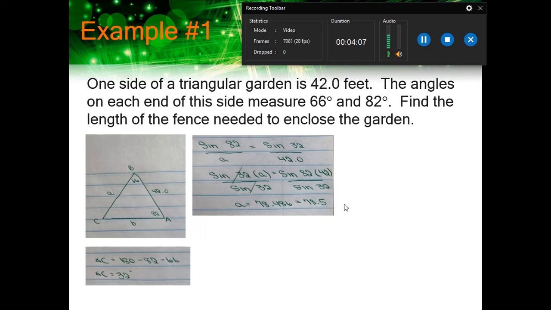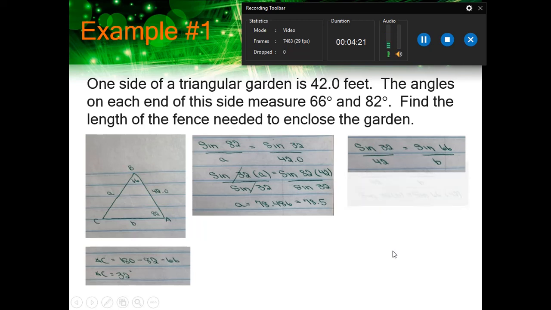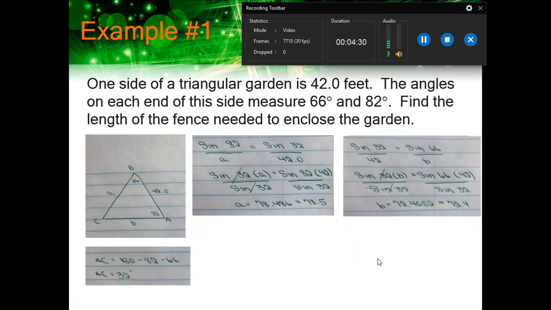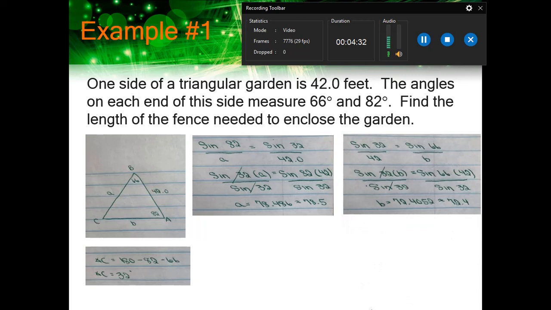Now we're going to find side B. So I'm using, again, the sine of 32 and then 42 feet, which is across. And now I'm using sine of 66 and side B. So again, we're going to cross multiply. There's my horizontal equation. We'll divide both sides by sine of 32. And I can find the missing side, rounding it to 72.4.